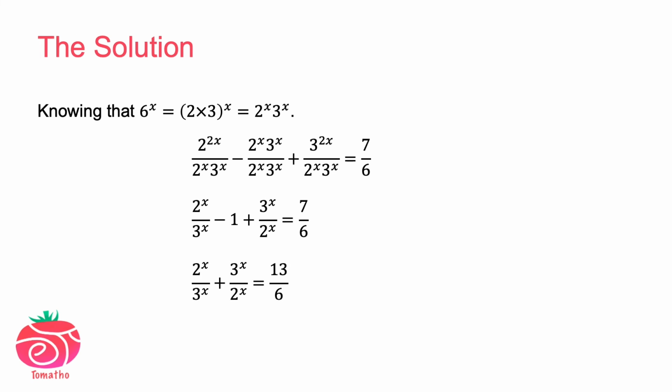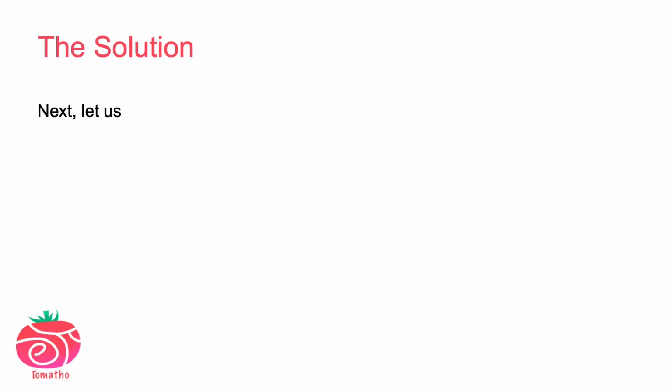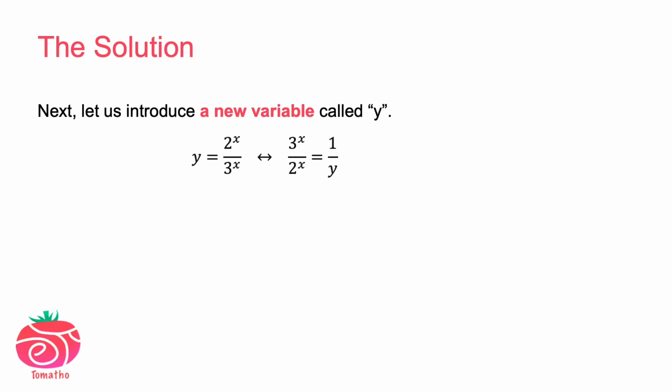And thus, we have 2 to the power of x over 3 to the power of x plus 3 to the power of x over 2 to the power of x equals 13 over 6. Aha, interesting. Now the equation looks simpler than it was. Next, let us introduce a variable y and assume that y is equal to 2 to the power of x over 3 to the power of x. And so 1 over y is equal to 3 to the power of x over 2 to the power of x. Therefore, we can rewrite it as y plus 1 over y equals 13 over 6.